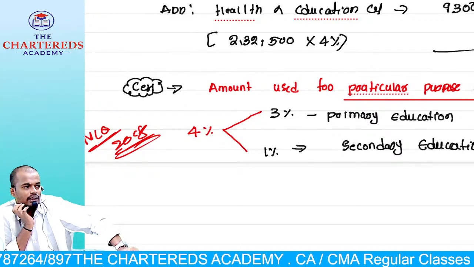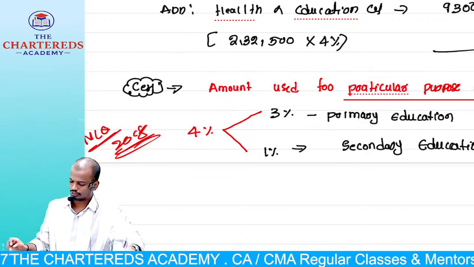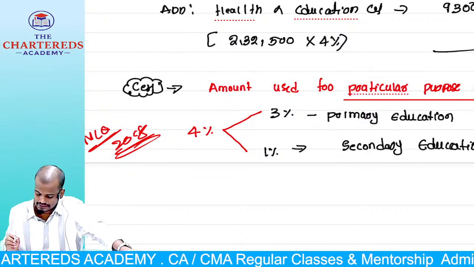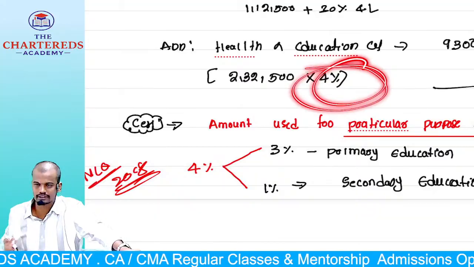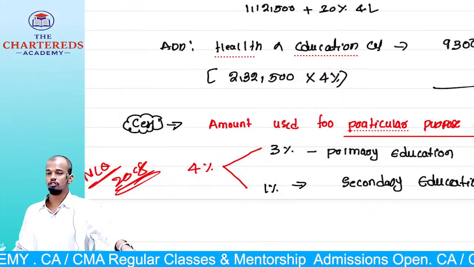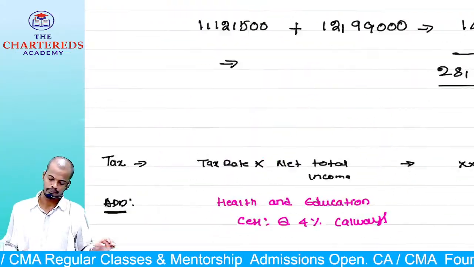The cess was collected for a particular purpose; that amount we treat as cess. My cess percentage is always 4%.